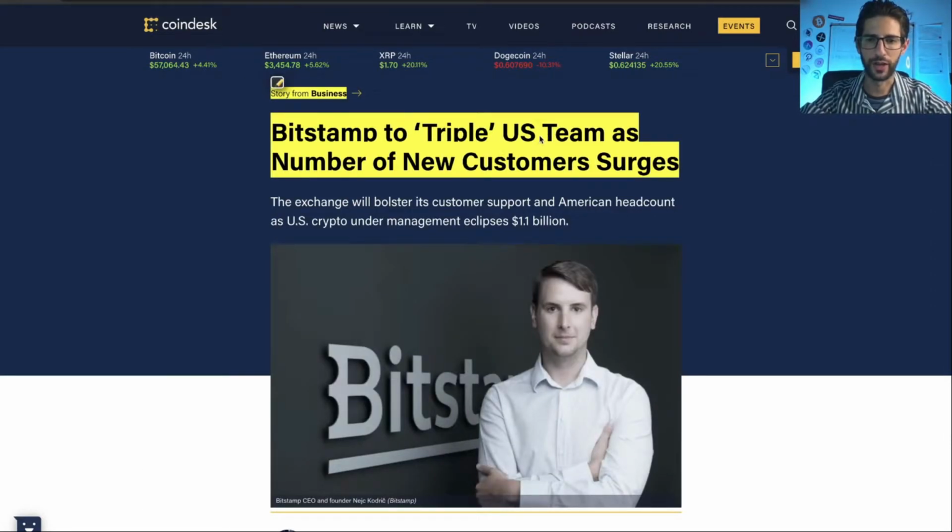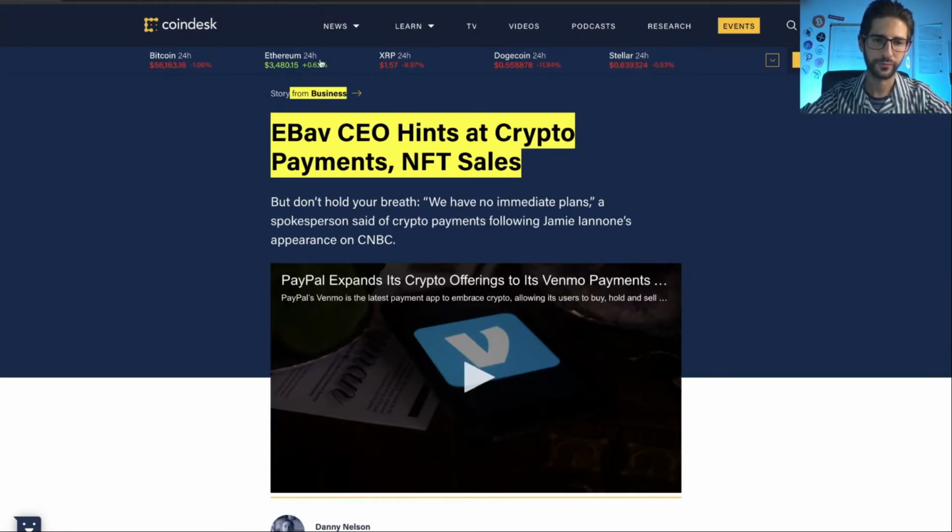Bitstamp to triple its US team as the number of new consumers surged. I remember in 2017 when the last part of the bull run came, all the exchanges started to get more people onto their teams, and they started to collapse because the infrastructure was not ready for the bull run. So this kind of news tells me about mass adoption and about retail starting to get into the crypto space for this bull run.